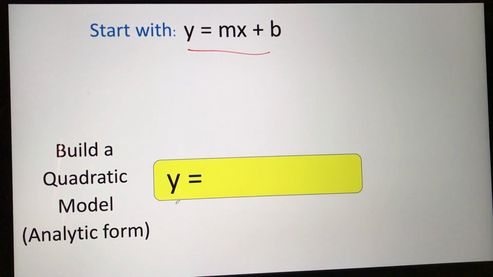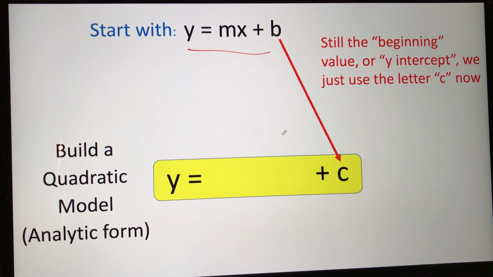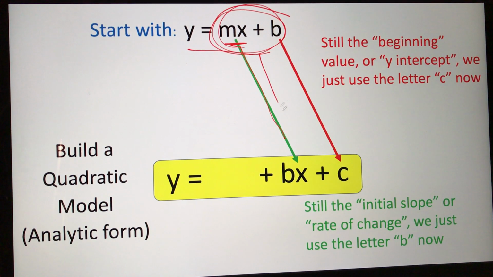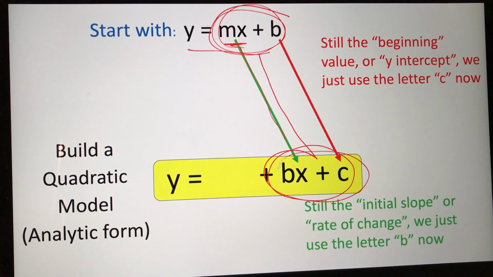So we'll use y again as our variable. And the first thing we notice with the quadratic is that we still have a beginning value. This b gets turned into a c. It's still the beginning value, or the y-intercept. We just use the letter c now. The mx part continues down to our quadratic model. We just call it bx now. And it's still the initial slope, or the rate of change. We just use the letter b. So this part of the linear model that we're used to is actually sitting in the quadratic model right here.